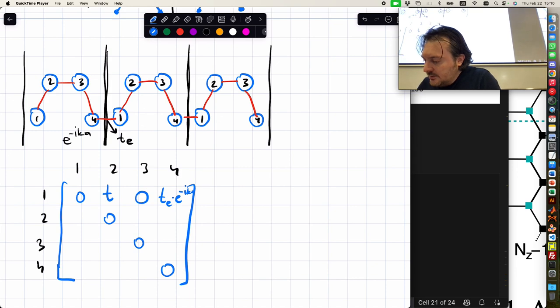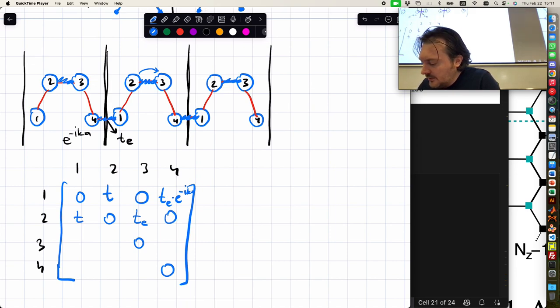How about 2, 1? There is a hopping. 2, 3? Is it T or TE? They are not on the edges? Isn't this an edge? So this is an edge, and this is an edge. This is also edge, this is also edge, this is also. Does it make sense or not? Yes? So I should write here TE.